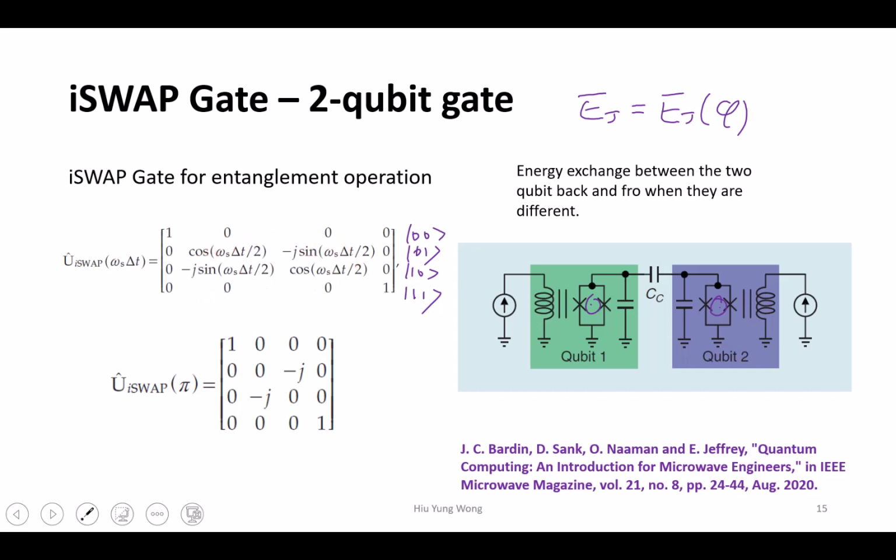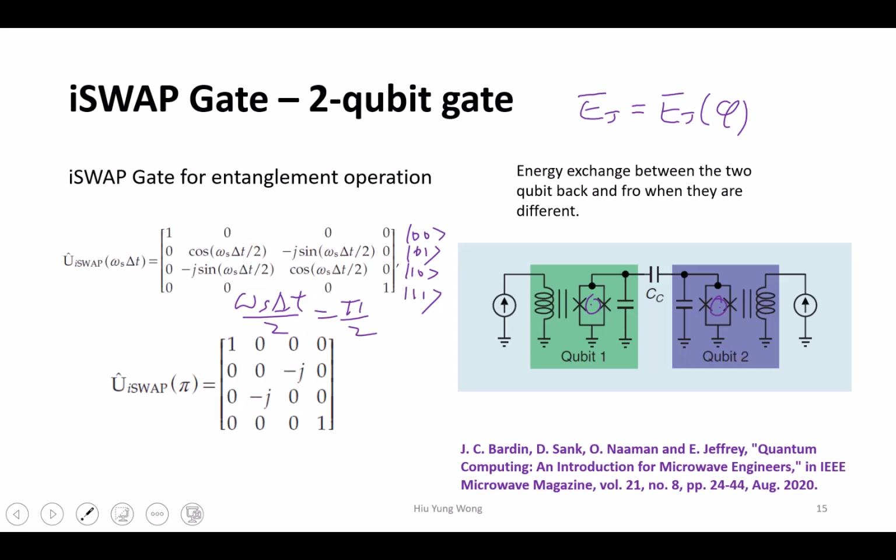So you can do something to control the swapping with this gate, and then you just do it right so that when omega s times delta t divided by 2 equals pi over 2, then this becomes 0. This becomes negative i. Negative i, 0, right?